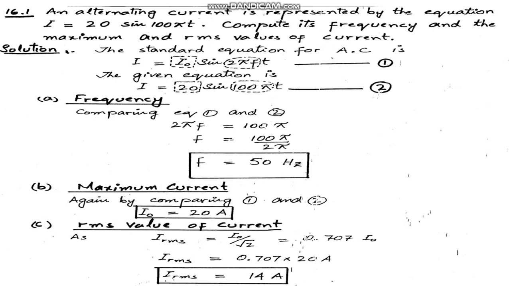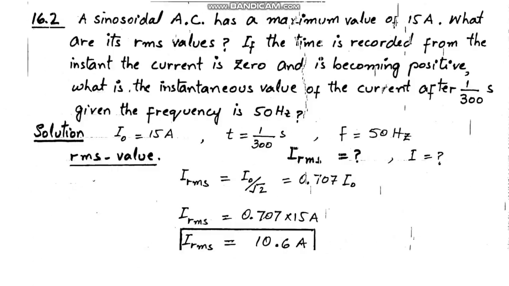So 1 over under root 2 value is 0.707 and I naught as it is. In B, we found I naught. So you put the value in here, I naught, that is 20 ampere. So I RMS is equal to 0.707 multiplied by 20 ampere. We get the answer. I RMS is equal to 14 ampere.